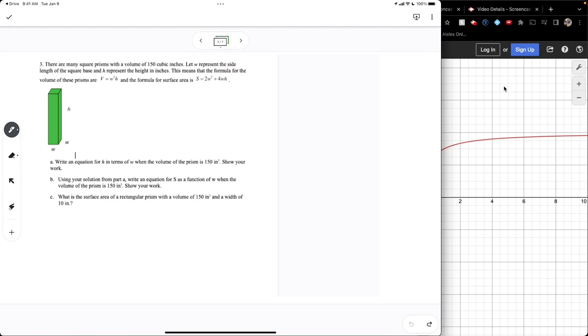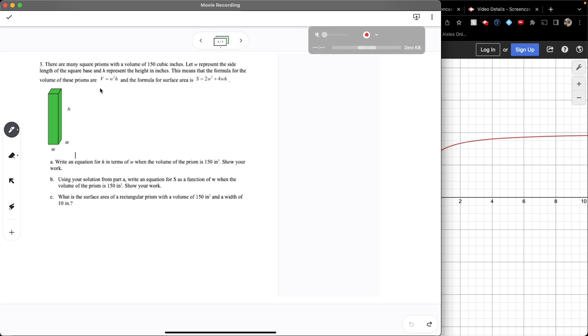Number 3, there are many square prisms with a volume of 150 cubic inches. Let W represent the side length of the square base and H represent the height in inches. This means that the formula for the volume of these prisms is right here, and then we also have a formula for surface area.